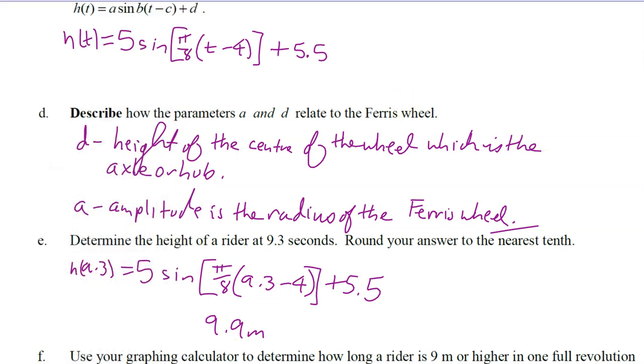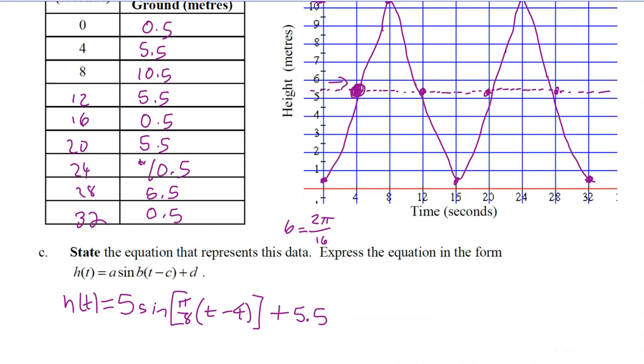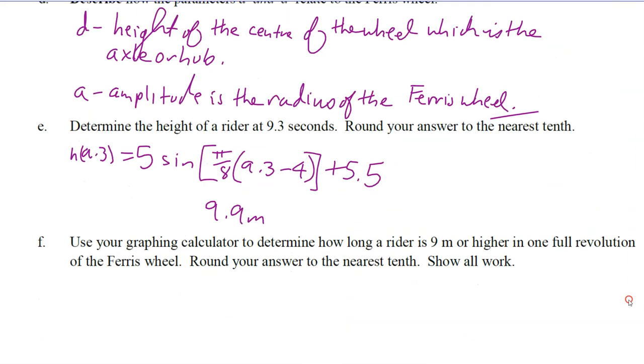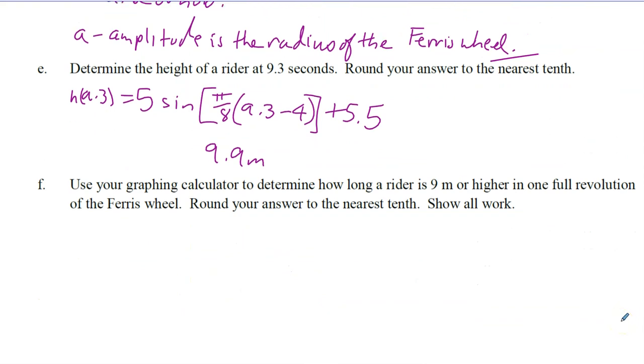Does that look reasonable? Let's go back up and look at our graph. At 9 seconds, yeah, there's 9.9 meters, about there. It's not a very straight line, but that could be 9 seconds. I'd believe that if you told me that.